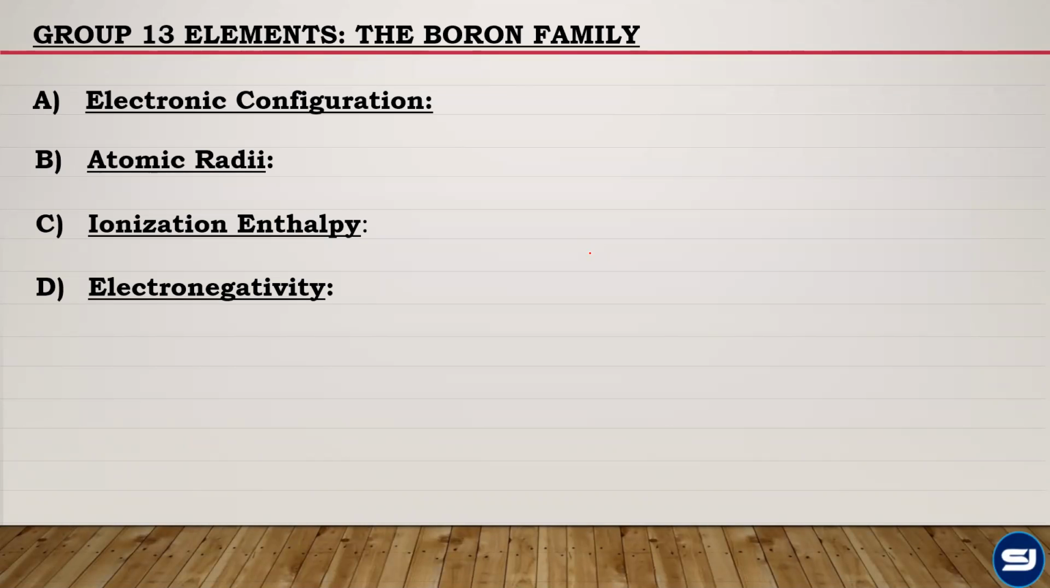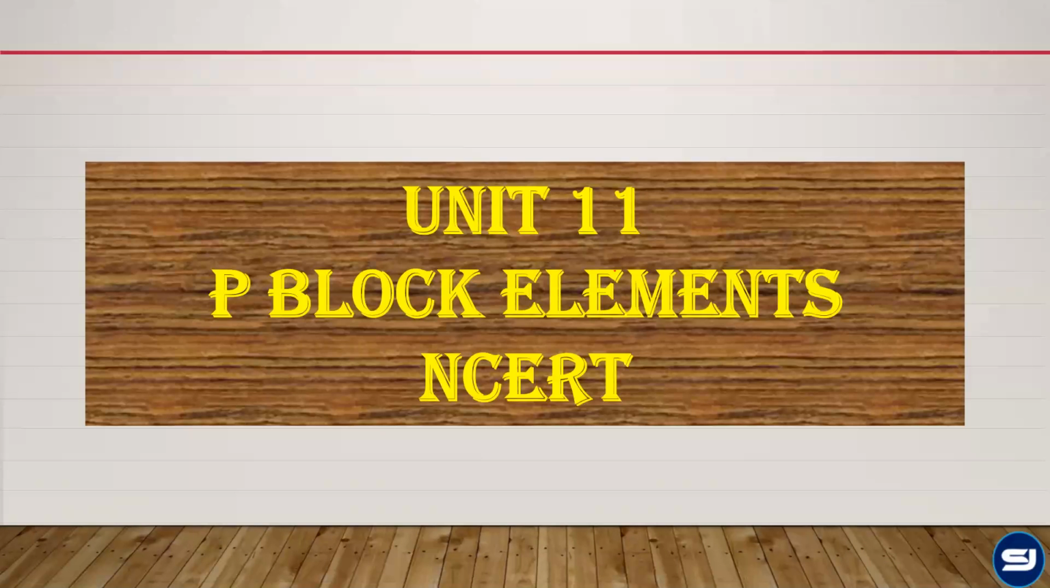So let's start with the group 13 elements. Before we start, a small introduction. P block elements are those elements in which the last electron, which is also called the differentiating electron, will enter in the p orbital of the ultimate shell. So in the electronic configuration, if the last or the differentiating or the valence electron is in the p orbital, then it will be a p block element.